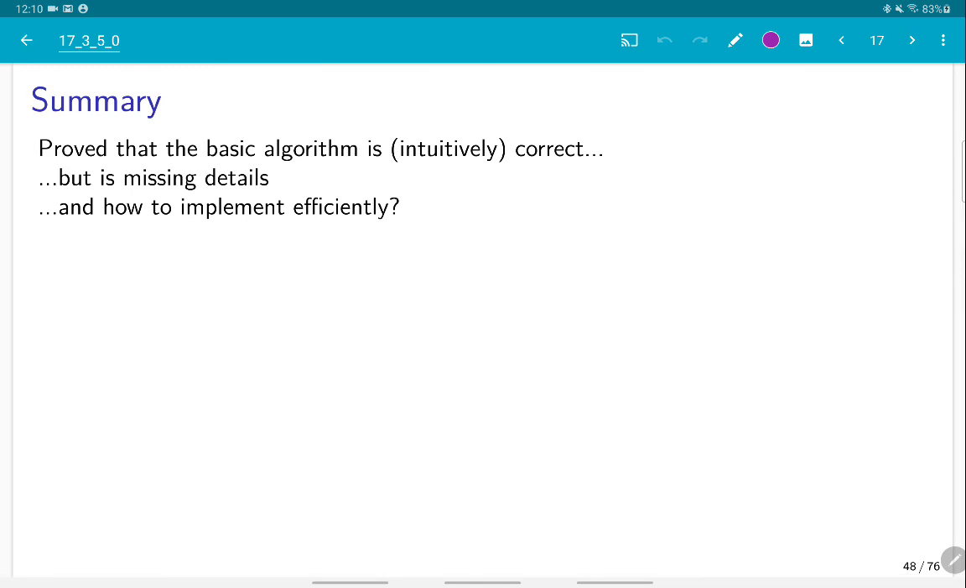Okay, so what do we have so far? We proved that the basic algorithm is correct, kind of, because we didn't really describe the details. So the question is what are the details, and of course, how to implement it efficiently. And that's what we will tackle next.